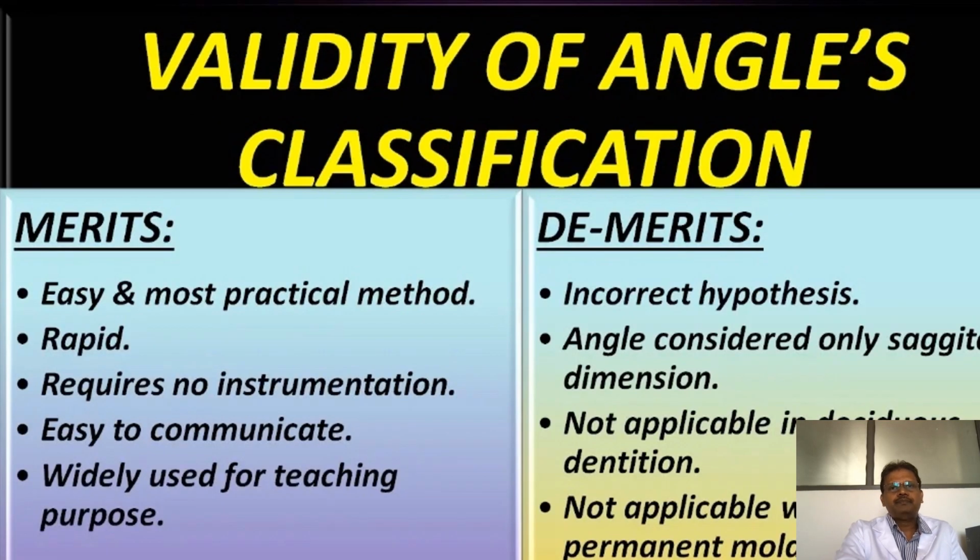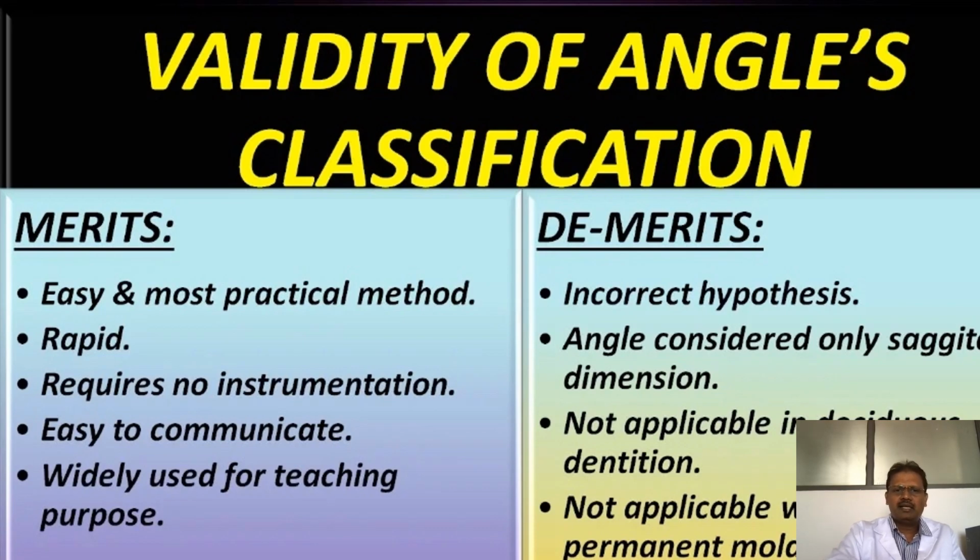Then, the validity of Angle's classification. What are the merits and demerits? Any classification will have merits and demerits, and here also, we have them in Angle's classification of malocclusion. The merits are: it is very easy to classify, it is the most practical method used throughout, it is very rapid, it does not require any instrumentation, and it is easy to communicate and widely used for teaching purposes. These are the merits of Angle's classification.